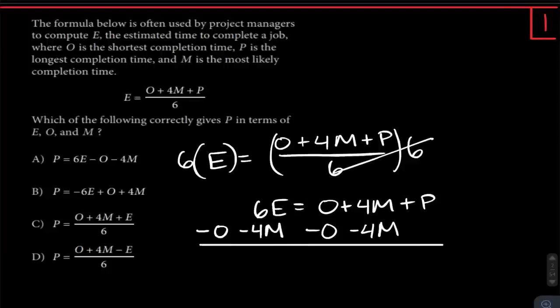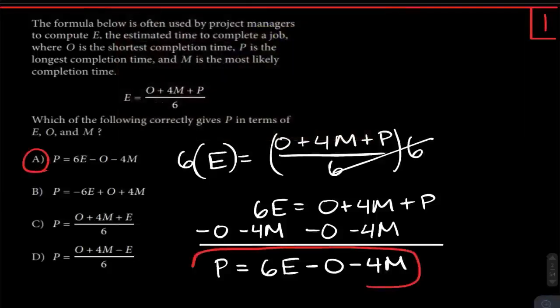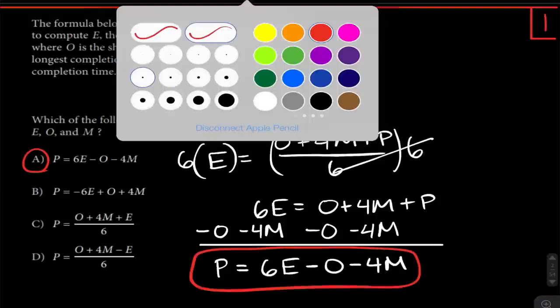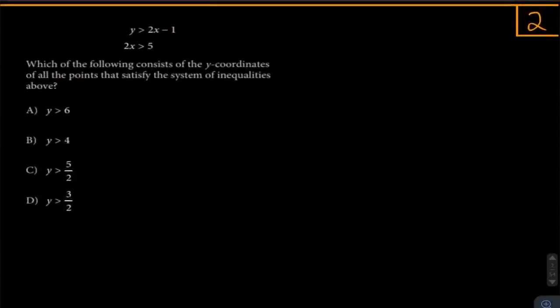And when we do that, hopefully you can see that I'm about to switch sides here. So I'm going to put P on this side, and I'm going to put this stuff on the other. We're going to have P is equal to 6e minus O minus 4m. Okay? And right there, that is choice A. All right? So, nice little easy first problem. And so now it's time to move on to the second one.